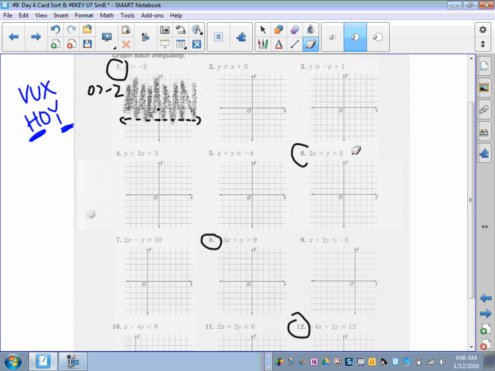All right, let's take a look at number 6. We have 2x plus y is greater than 2. So we got to do a little bit of solving. How do I get y by itself? Good, subtract 2x from both sides. Those cancel, so I get y is greater than -2x plus 2.